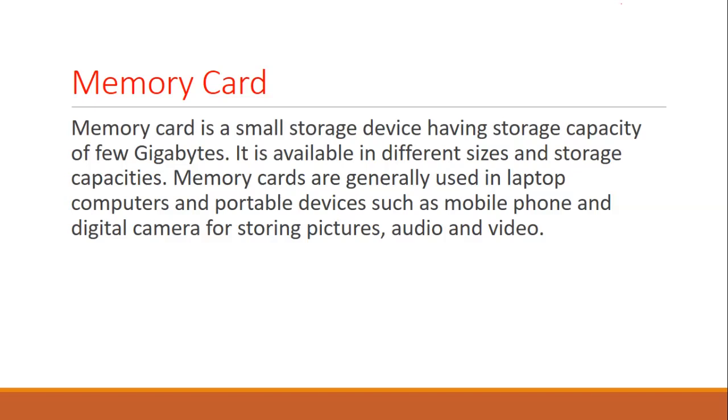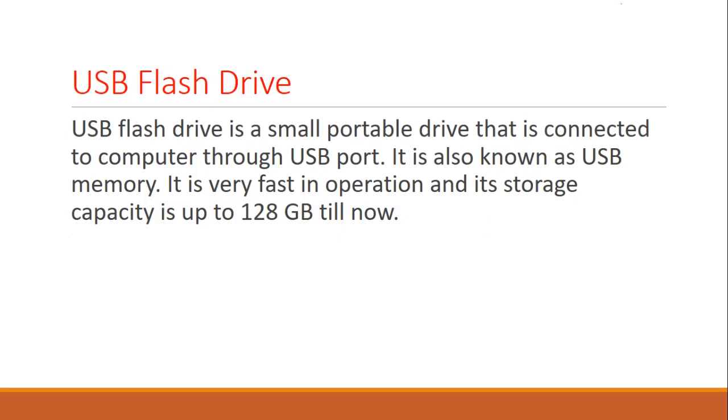Now, till here we have discussed four storage devices. One is hard disk, second is CD, third is DVD, and the fourth is memory card. Now the next storage device is the USB flash drive. Basically it is a small portable drive that is connected through a USB port. A USB port is given in the computer, so we connect the USB in it.